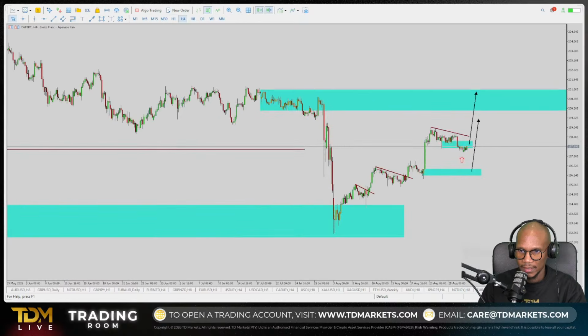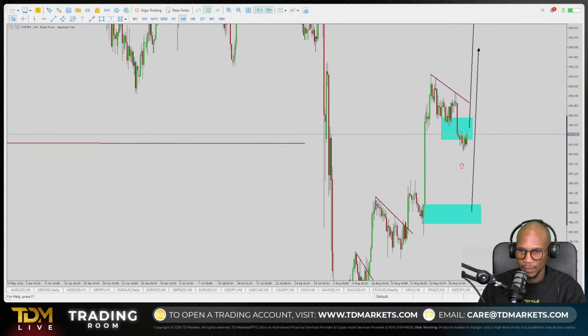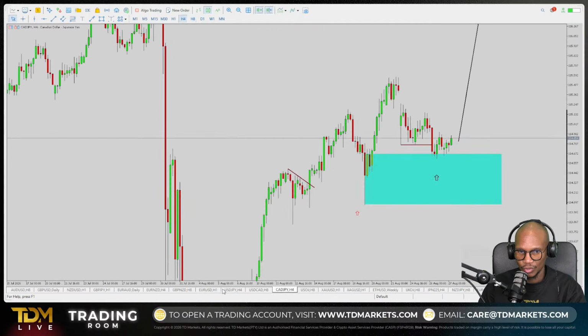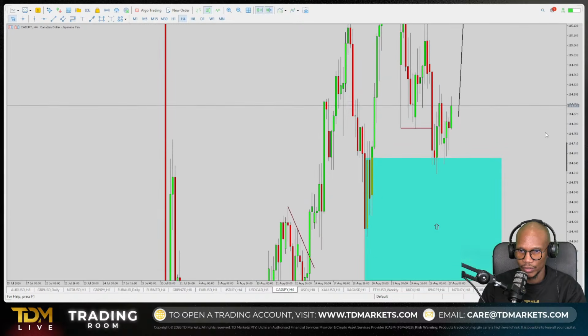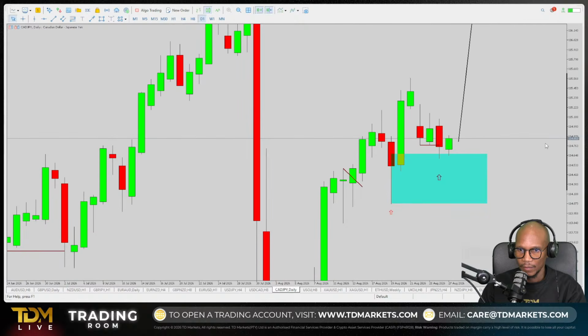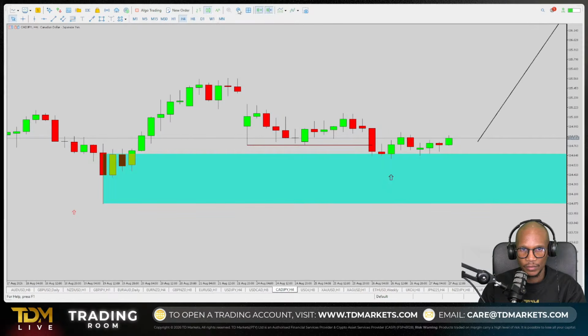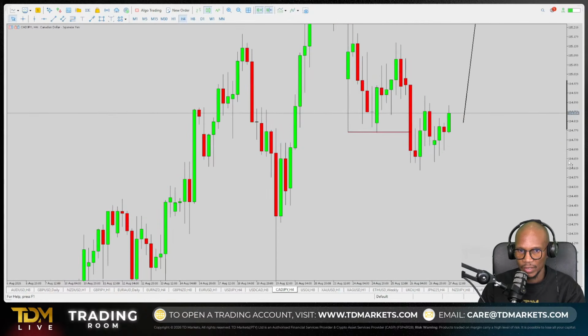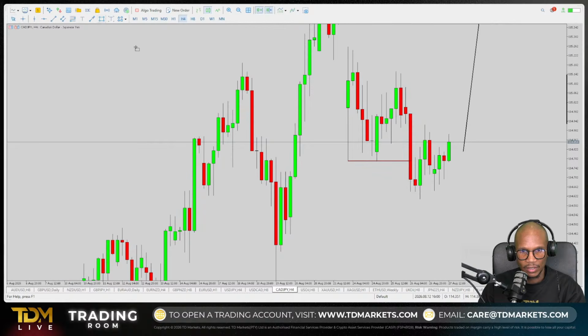The CAD, not the CAD, but the yen pairs. The yen pairs, nothing has changed. They are correcting. They should complete their correction very soon. I'm looking at CAD JPY. Let me do this. I'm just going to remove this. I'm looking at CAD JPY. I'm looking at this structure on CAD JPY. This one here, as well as this one.